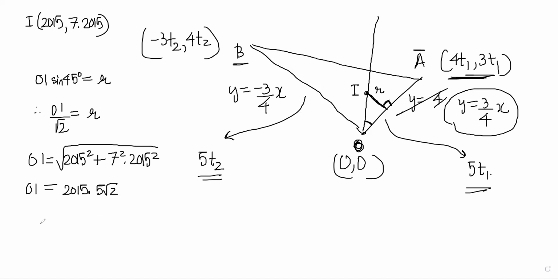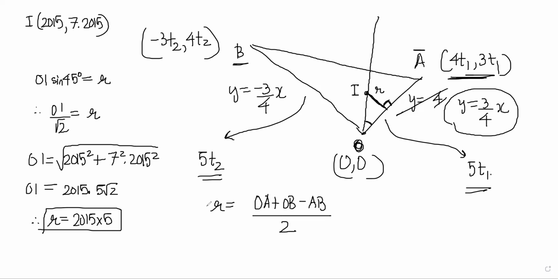This is my OI. And therefore we get the value of R. The value of R is coming out to be this divided by root 2. So 2015 into 5. This is known to us that the in radius is now coming. It is 2015 into 5. Also, in a right angle triangle, we can show that R will be equal to OA plus OB minus AB by 2.